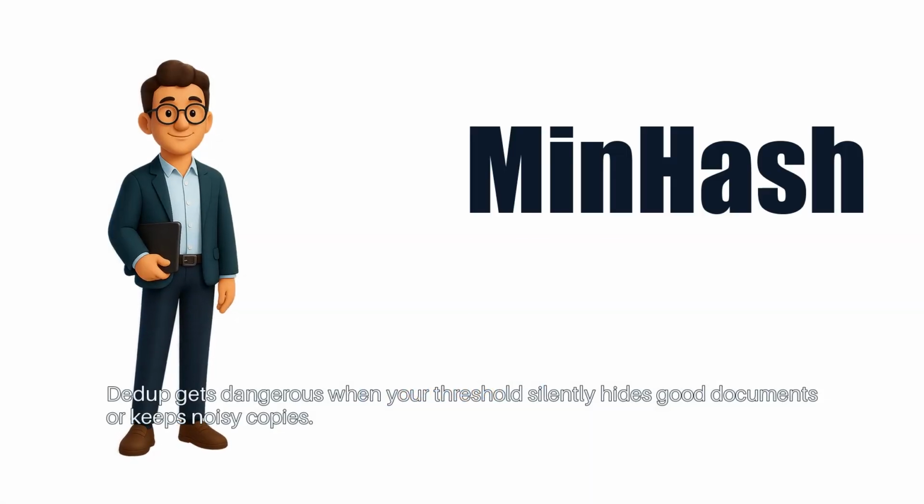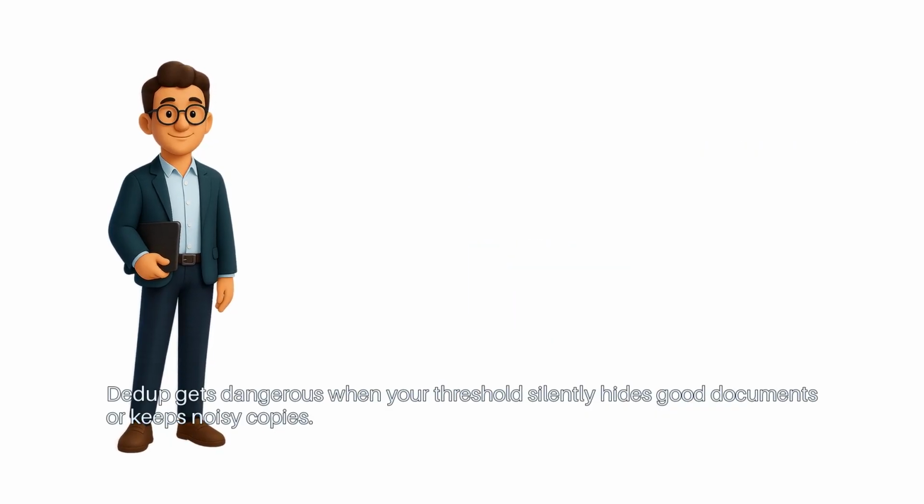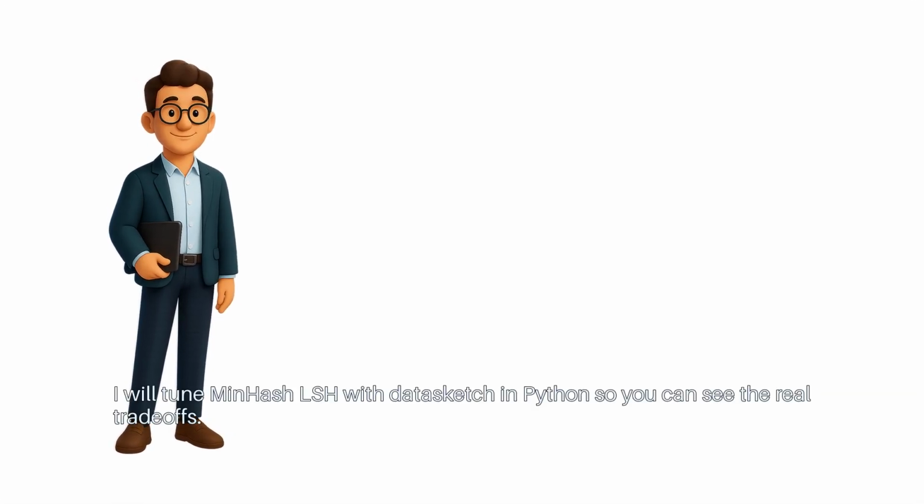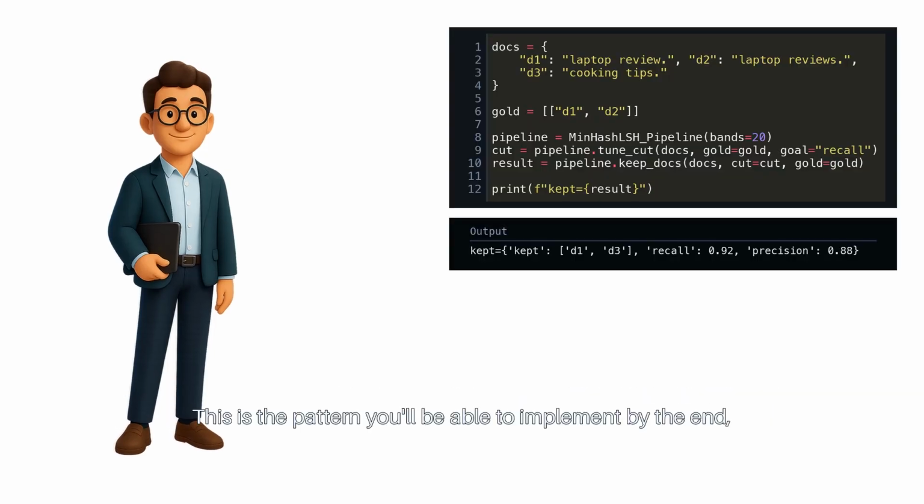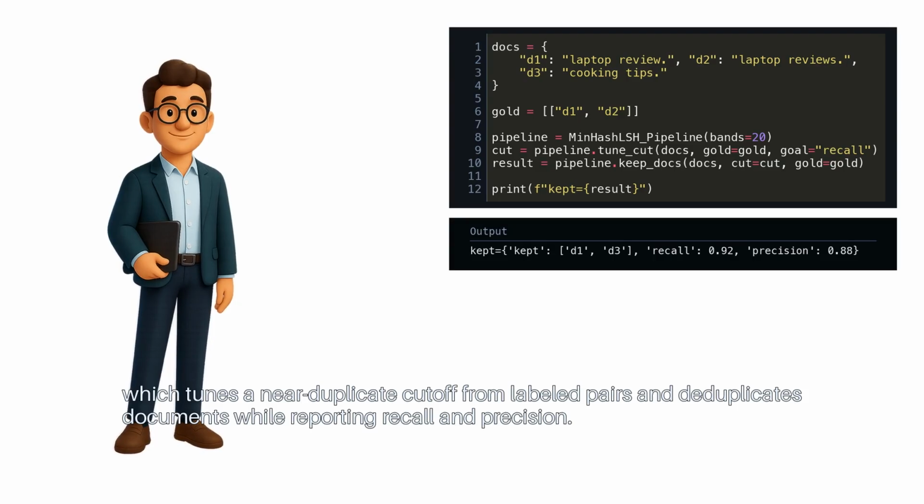Dedup gets dangerous when your threshold silently hides good documents or keeps noisy copies. I will tune MinHash LSH with datasketch in Python so you can see the real trade-offs. This is the pattern you'll be able to implement by the end, which tunes a near duplicate cutoff from labeled pairs and deduplicates documents while reporting recall and precision.